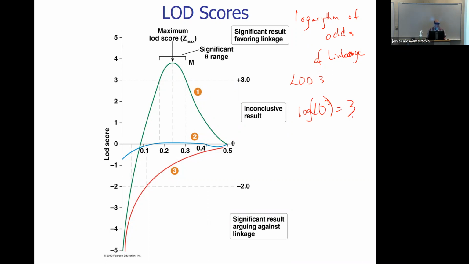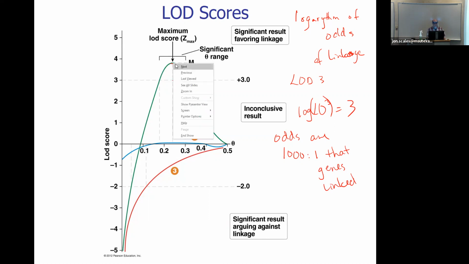Log of 1,000 is 3, right? So that means that the odds are 1,000 to 1 that the genes are linked. We have to have 1,000 to 1 odds before we'll say that the genes are linked. And 1,000 is 10 to the 3. So log of 1,000 is 3. So the LOD score has to be 3 or higher.